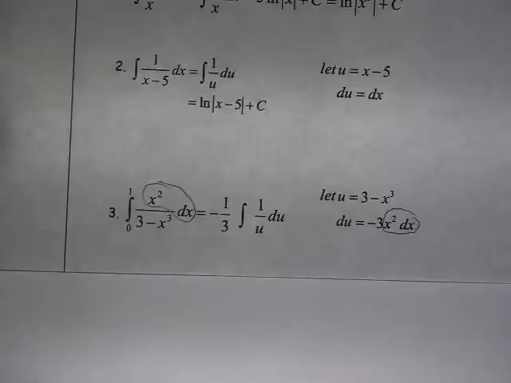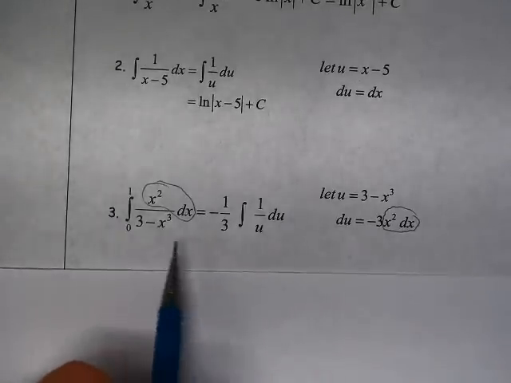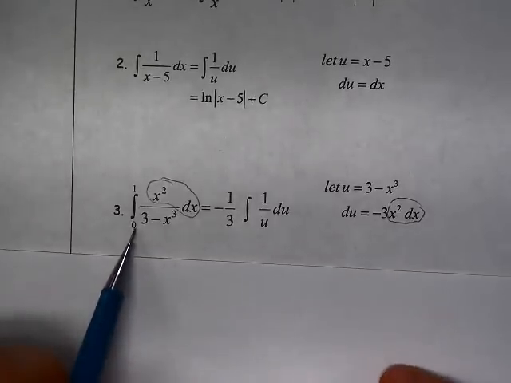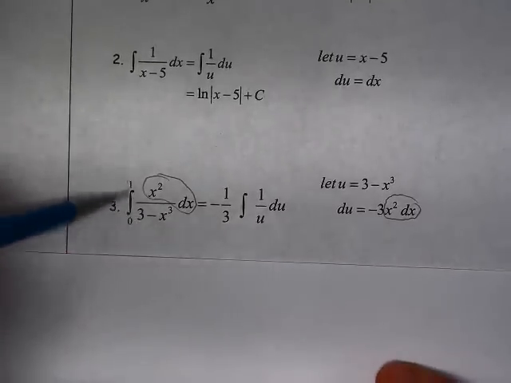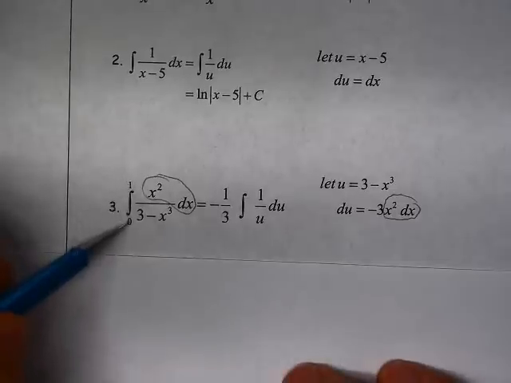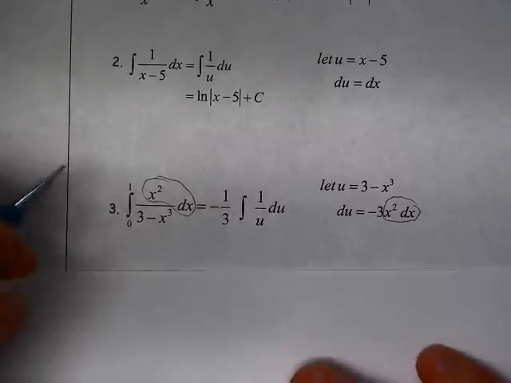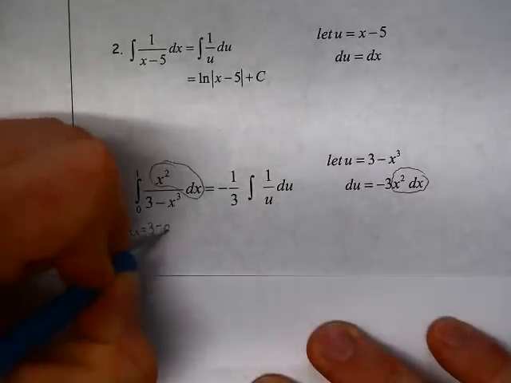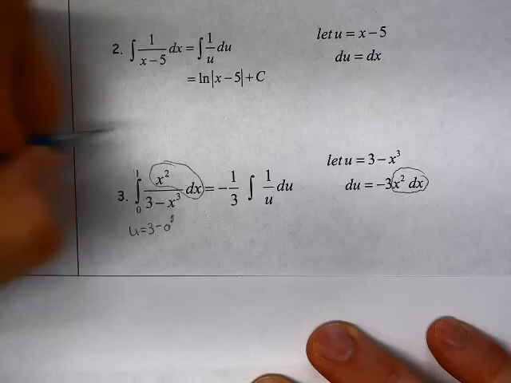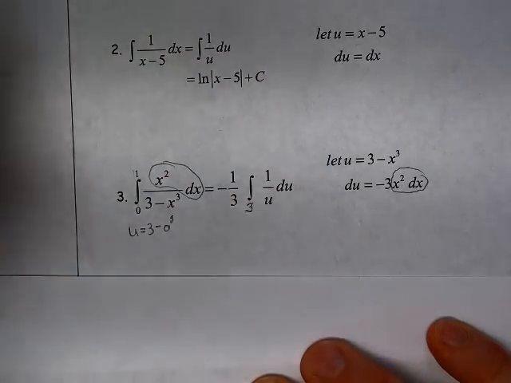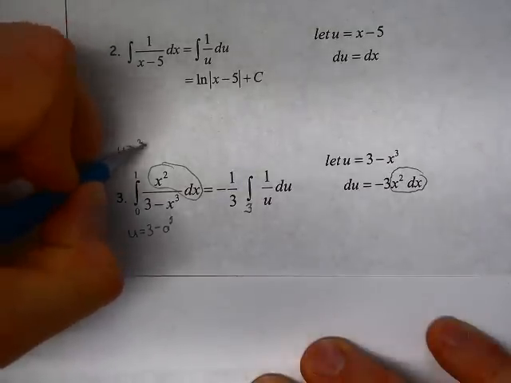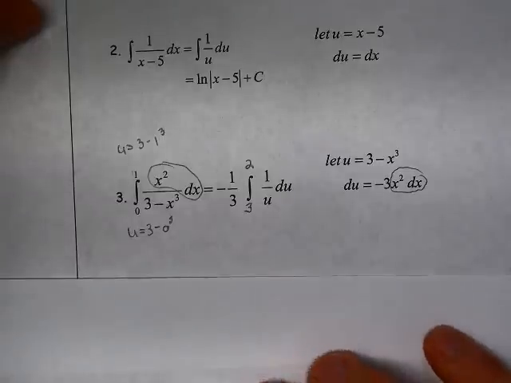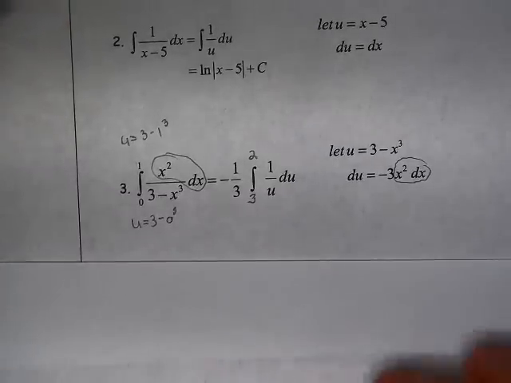That's pretty standard u substitution stuff. But remember, this is a definite integral now, so we've gone into the u realm. And so what I want to do is rewrite my upper and lower limits so that they are now in terms of u. These were in terms of x equals 0 and x equals 1. So to find my new limits, u equals 3 minus 0 cubed. So now I have a lower limit of 3. And then u equals 3 minus 1 cubed. I have an upper limit of 2. So that gives me my new lower and upper limit.